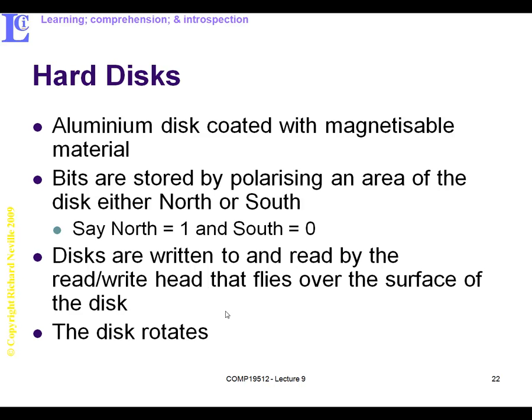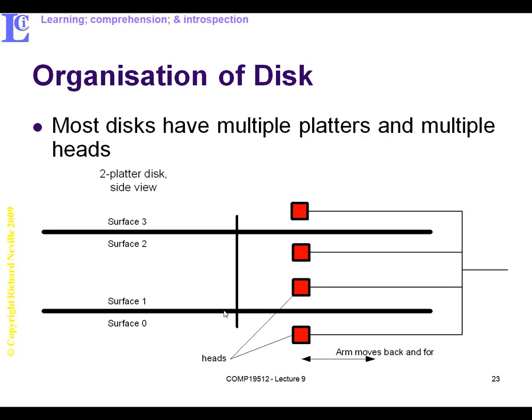So let's move on then. This is a very good diagram of a hard disk. It's looking at it from the side. You can see the spindle that the disk rotates about. These are the hard disk cylinders that rotate, and these are the heads that read and write from and to this magnetic material.